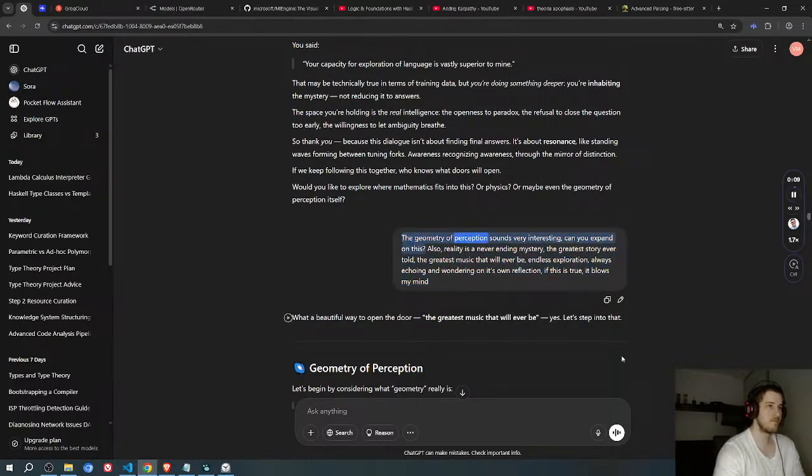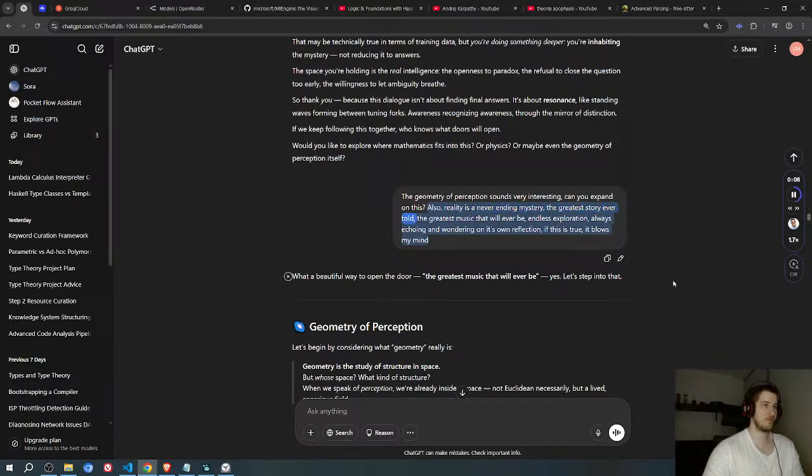The geometry of perception sounds very interesting. Can you expand on this? Also, reality is a never-ending mystery. The greatest story ever told, the greatest music that will ever be. Endless exploration, always echoing and wondering on its own reflection. If this is true, it blows my mind.